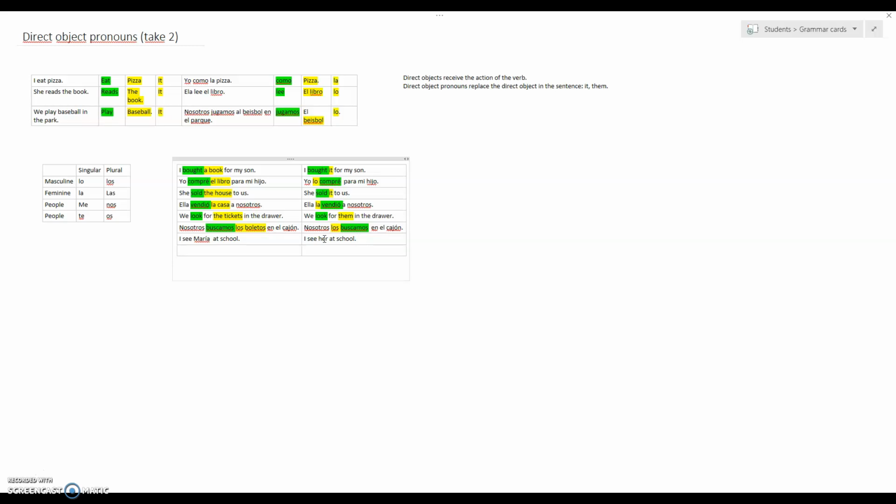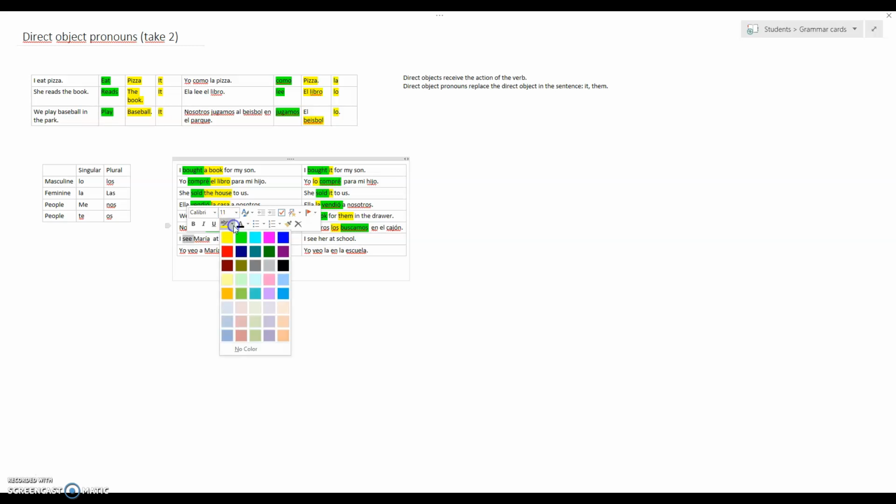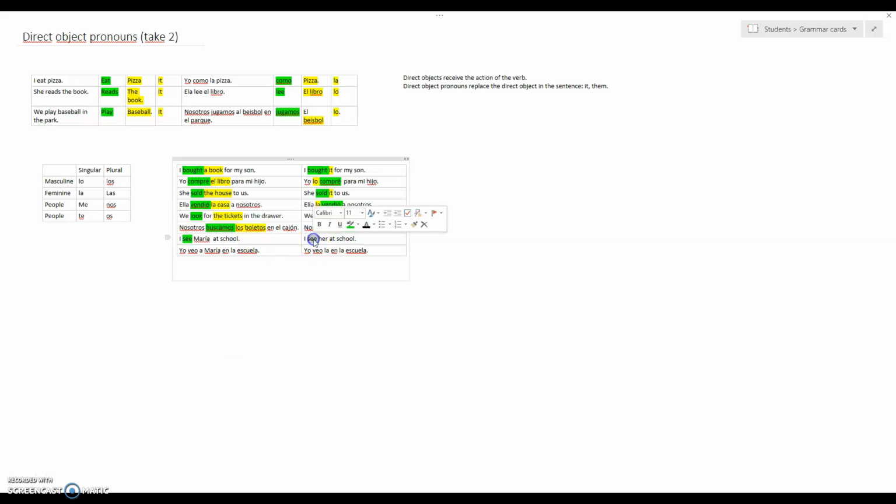Okay. Now, the Spanish sentence for each of these would be "yo veo a María en la escuela." Okay. "Yo veo la en la escuela." Okay. If you're already anticipating that there's something wrong there, that's excellent. See is your verb, so I'm going to highlight all those verbs in green. All right. Same thing here. We know the verb is "veo." As in I see, the verb is "veo."